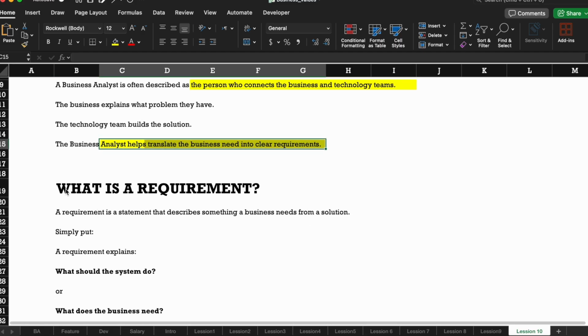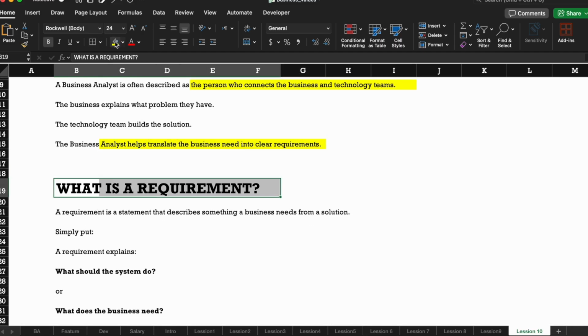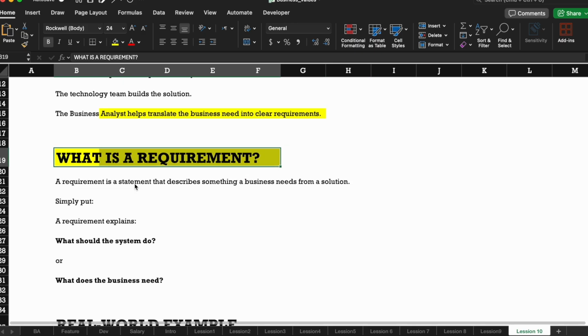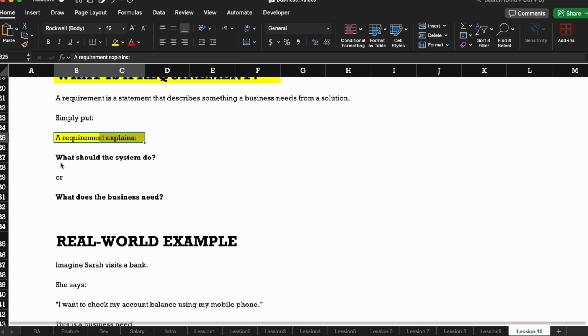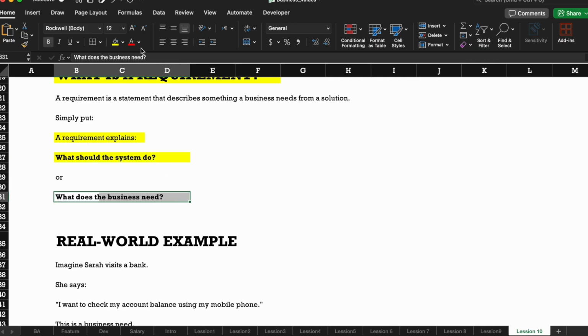So what is a requirement? Let's understand, because if you are going to be a business analyst, you need to know what a requirement is. A requirement is a statement that describes something a business needs from a solution. Simply put, a requirement explains what the system should do. So that's a requirement, right? Or what does the business need? This is very important. What does the user actually want, right? The end user or the stakeholder. What does the business want?